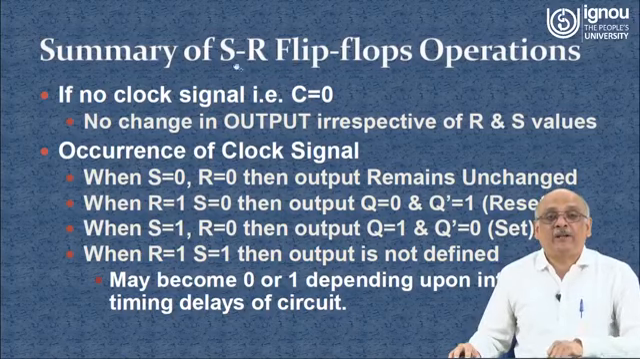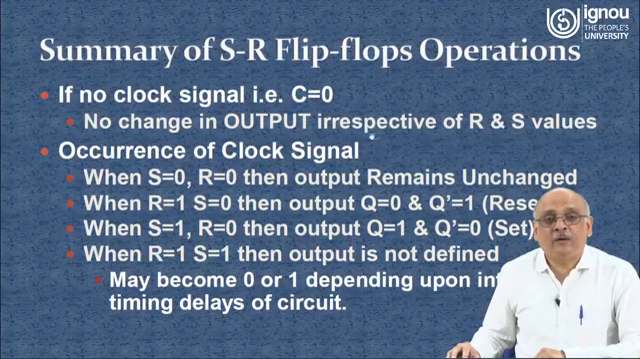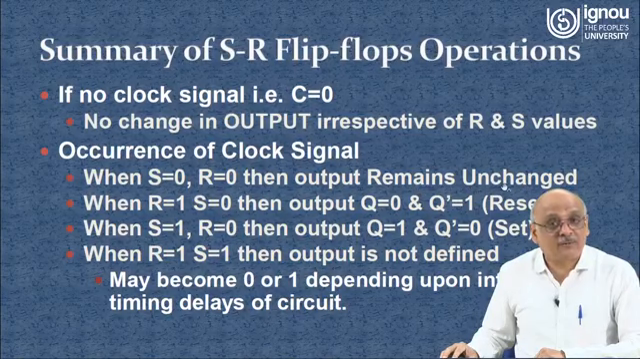And this is how you will be getting the characteristic table of the flip-flop. So this is the summary of SR flip-flop operation. If no clock signal, then no change in the output irrespective of R and S values. But at the occurrence of clock signal, when S equals R equals 0, the output remains unchanged. That is what we discussed. When R equals 1, S equals 0, this is the reset state. So the Q will become 0, it will be reset to 0, and Q dash will become 1.